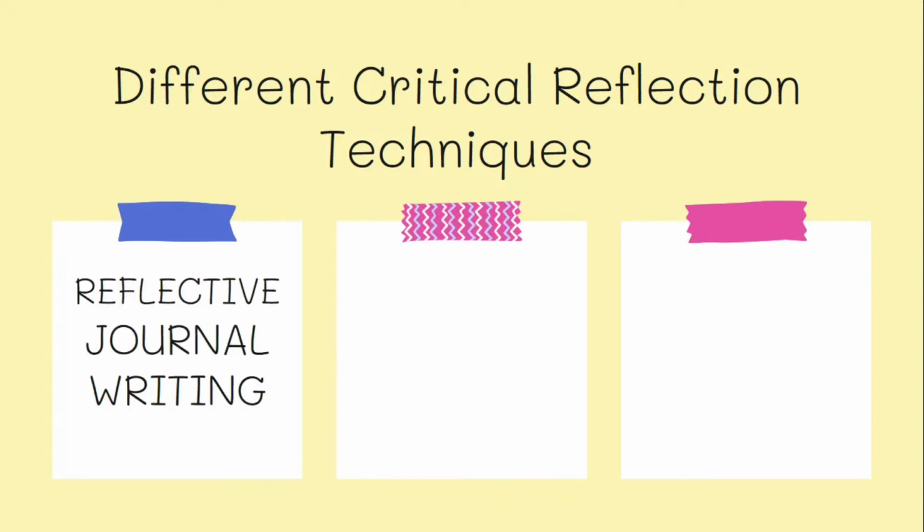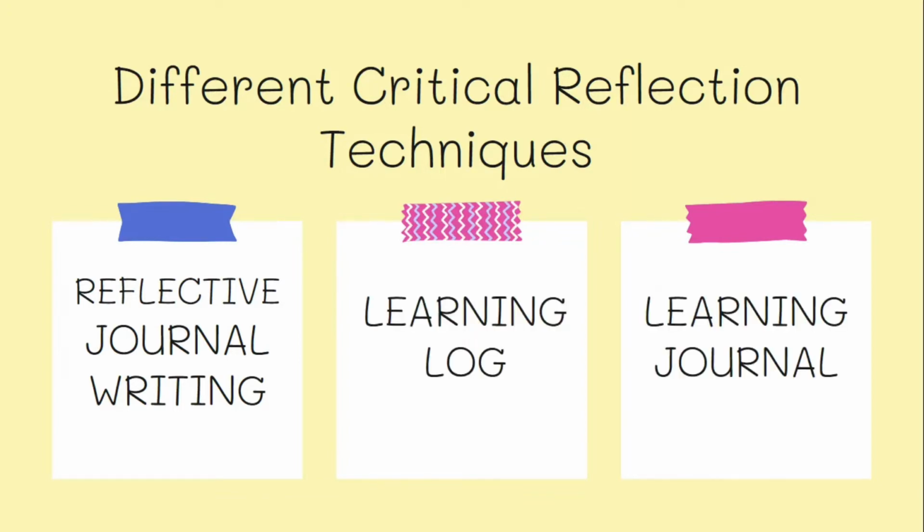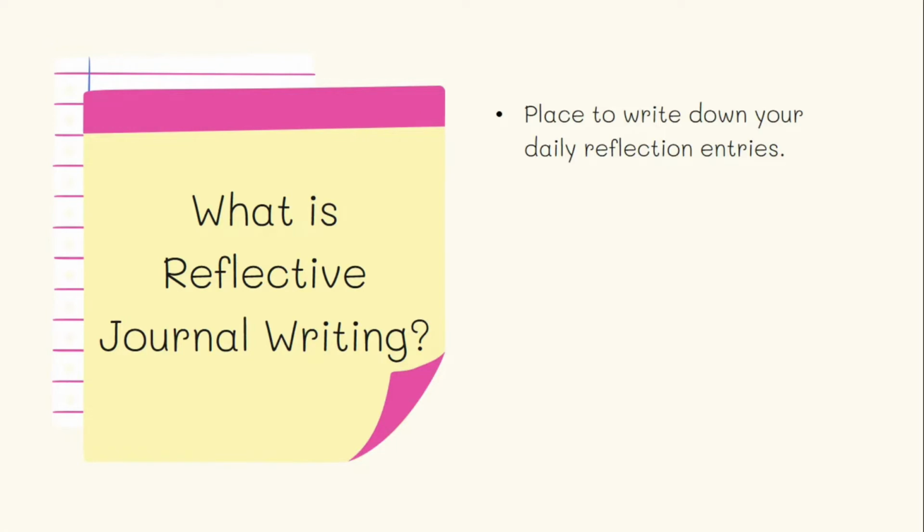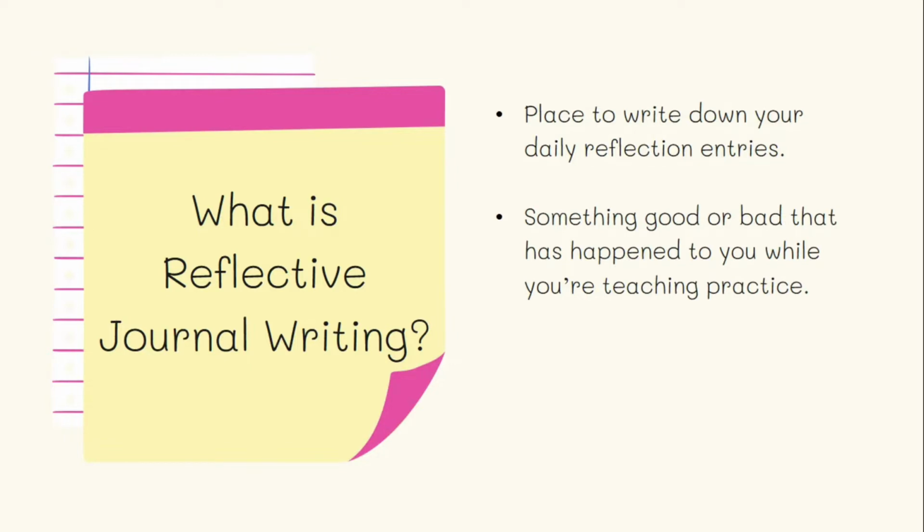We have reflective journal writing, learning log, and learning journal. Let's talk about the first critical reflection technique. We have reflective journal writing. So what is reflective journal writing? A reflective journal is a place to write down your daily reflection entries. It can be something good or bad that has happened to you while you're teaching practice that you can self-reflect on and learn from past experiences.